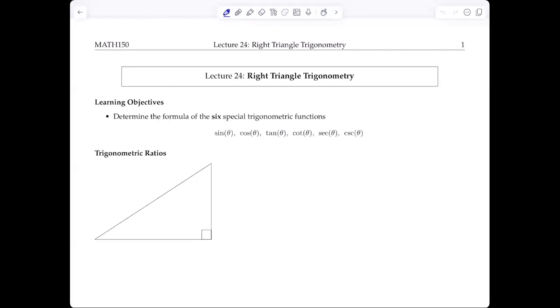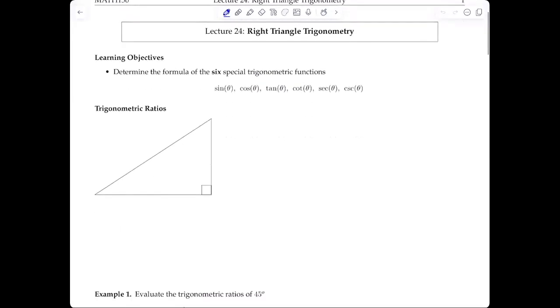All right, so we're going to cover right triangle trigonometry. In this lecture, we're going to do a bunch of calculations related to six special trigonometry ratio functions. We get to functions later in the course, sometime next week. But for now, we're going to look at how to calculate the ratio that depends on different angles of the right triangle.